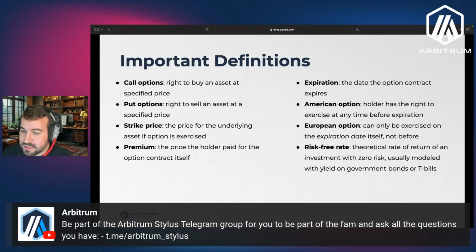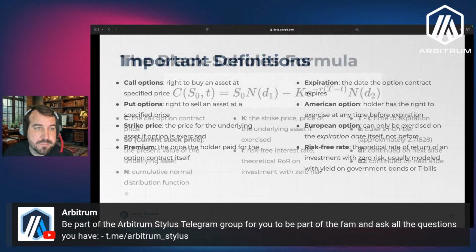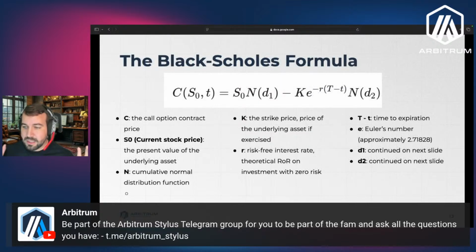It's usually a zero risk or low risk investment like government bonds or T-bills. Okay, so here's the actual formula. Again, this is going to look a little intimidating, especially if it's been a while since you've done calculus or differential equations. But again, like I said, you don't have to. I'm going to explain enough to give you a rough idea of what's going on.